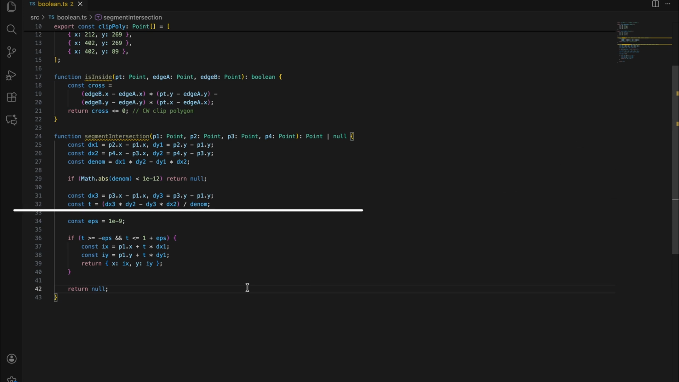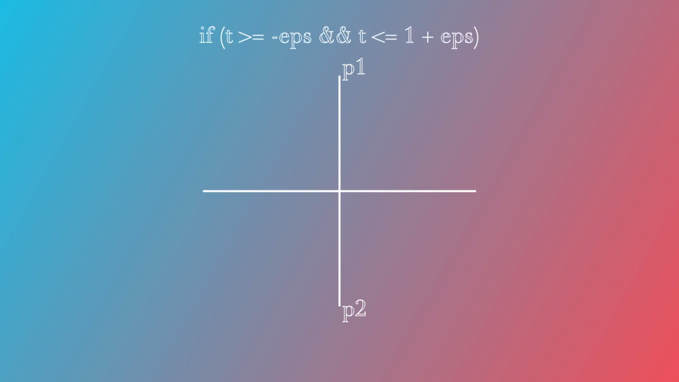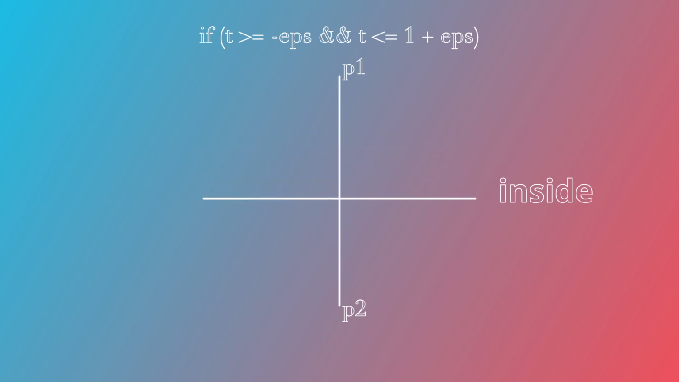The most important part is calculating t. T is a value that tells us where on the P1 to P2 segment the intersection occurs. If t equals 0, the intersection is at P1. If t equals 1, it's at P2. If t equals 0.5, it's exactly in the middle. The check, if t is greater than or equal to negative epsilon and t is less than or equal to 1 plus epsilon, is just asking, is this intersection point actually on our segment? We use a tiny eps, or epsilon, to handle tiny floating point errors.